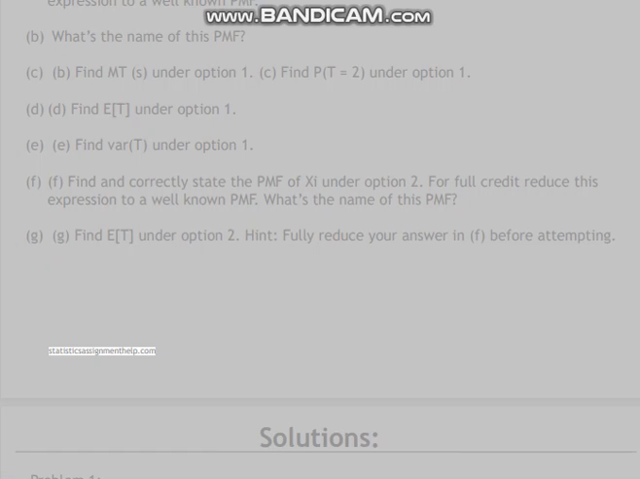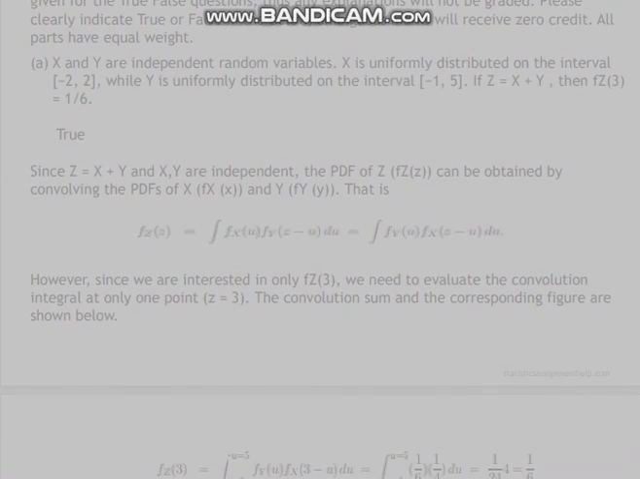Solutions. Problem 1. Each of the following statements is either true or false. There will be no partial credit given for the true-false questions, thus any explanations will not be graded. Please clearly indicate true or false in the below. Ambiguous marks will receive 0 credit. All parts have equal weight.